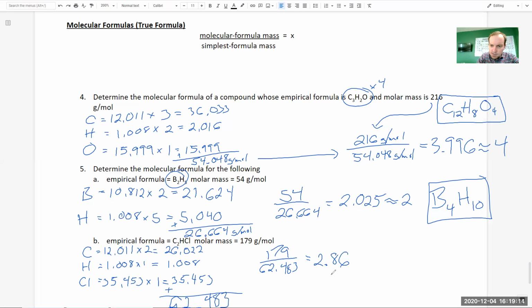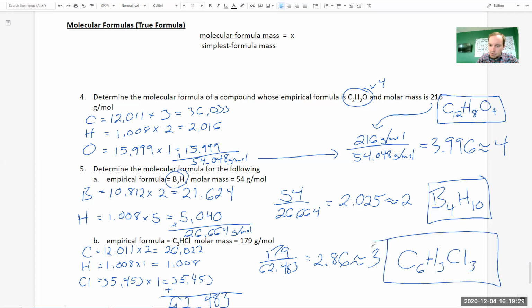So if that is going to be a 3, which again, it's not really close enough that I really feel confident about this, instead of C2, it'd be C6. Instead of H1, it'd be H3. And Cl would not be 1, but 3 as well. So again, that's based on that formula right there. Okay, guys, that's how you do the molecular formula.